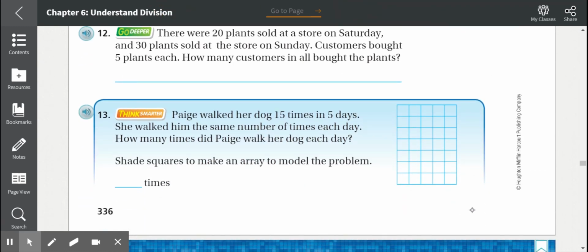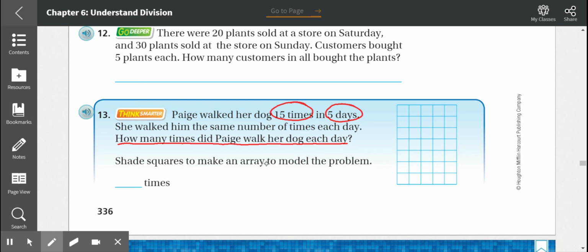All right. This is our last one before homework. Number 13. Paige walked her dog 15 times in 5 days. She walked him the same number of times each day. How many times did Paige walk her dog each day? All right, so Paige walked her dog 15 times in 5 days. So we know she's going more than once a day. We want to know how many times did she walk her dog each day?